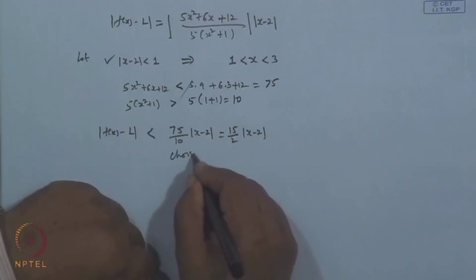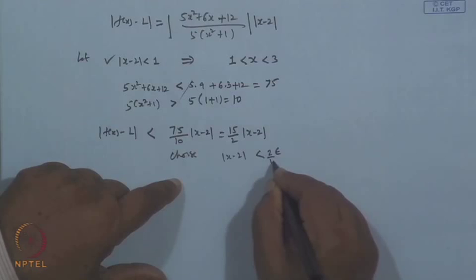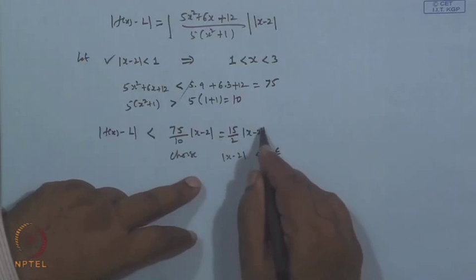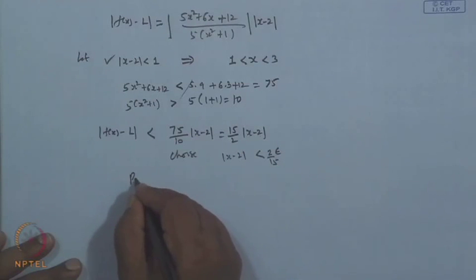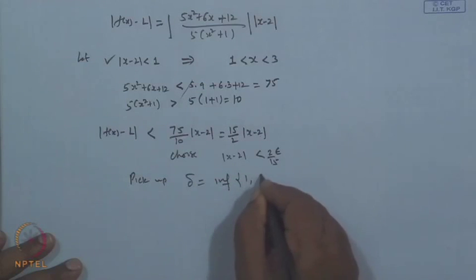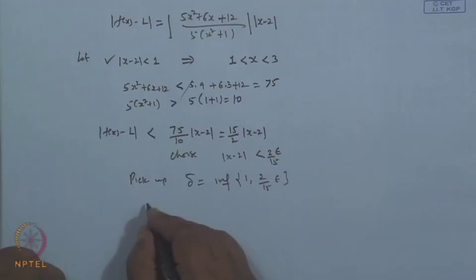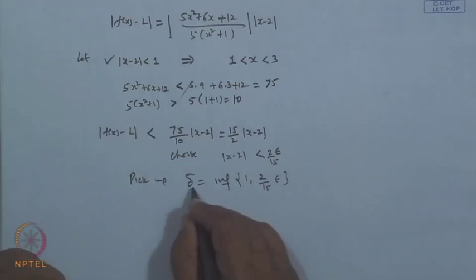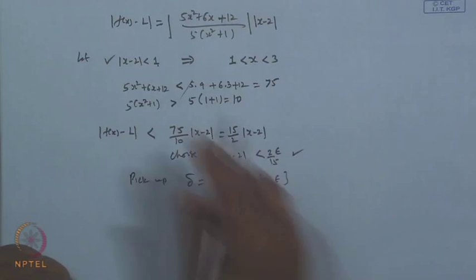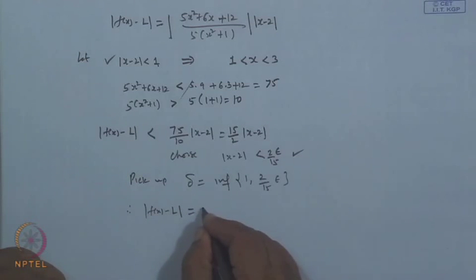So, if I choose |x − 2| less than, say, epsilon times 2 by 15, then as soon as you write this, the whole quantity will remain less than epsilon. So, now pick the delta as the infimum of 1 and this number. Then with this delta, this condition is satisfied as well as this condition is satisfied. Therefore, |f(x) − L|, that is equal to what?